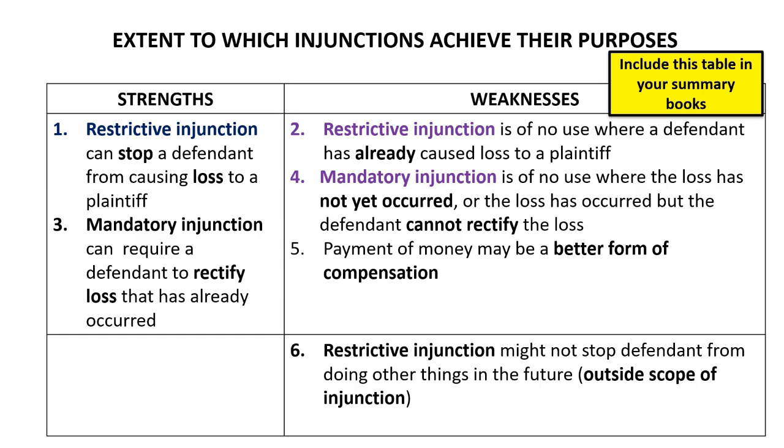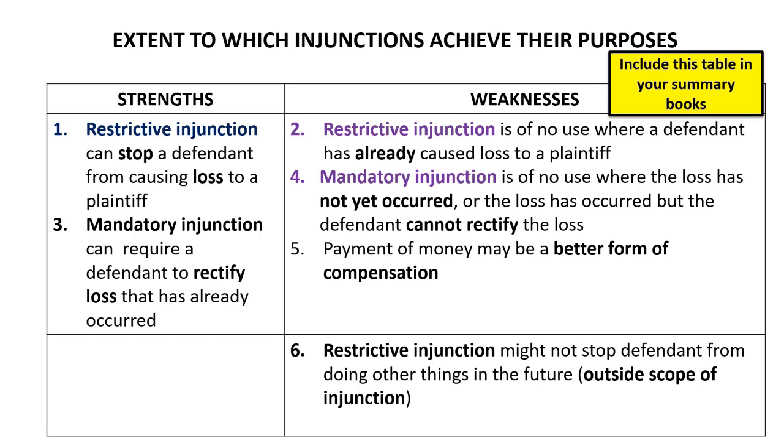A restrictive injunction will not be effective at stopping a defendant from causing loss to a plaintiff in the future if what the defendant does is outside the scope of the injunction. For example, let's suppose that, in the case of the factory polluting the river, the farmer is successful in obtaining an injunction that stops the factory from pouring arsenic into the river. That would prevent the factory from polluting the river with arsenic in the future, but it would not stop the factory from polluting the river with cyanide. So that's an example of where the defendant might still continue to cause loss to the plaintiff because what the defendant is doing is outside the scope of the injunction.